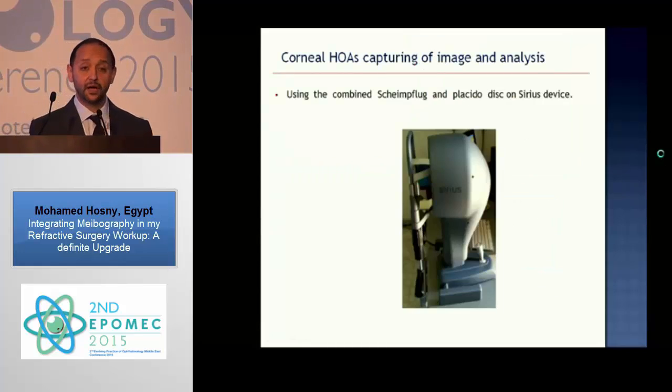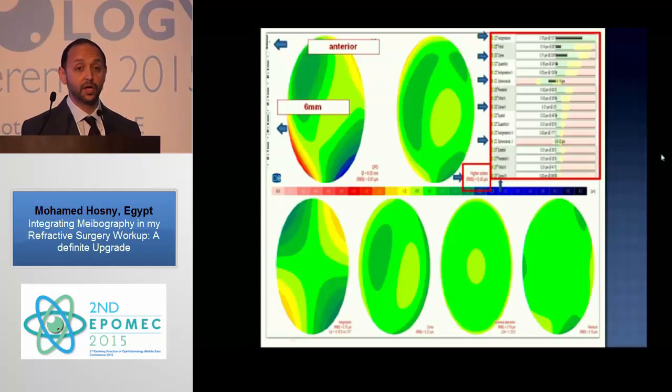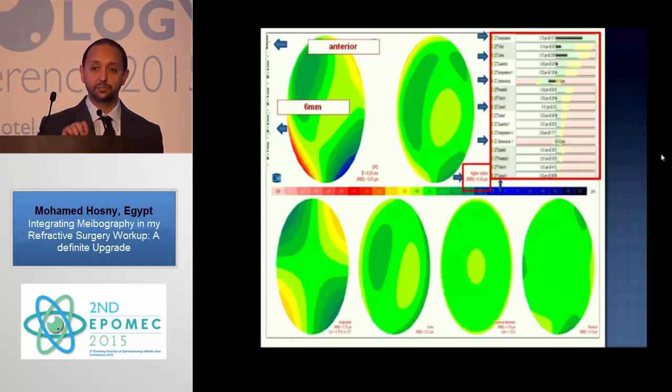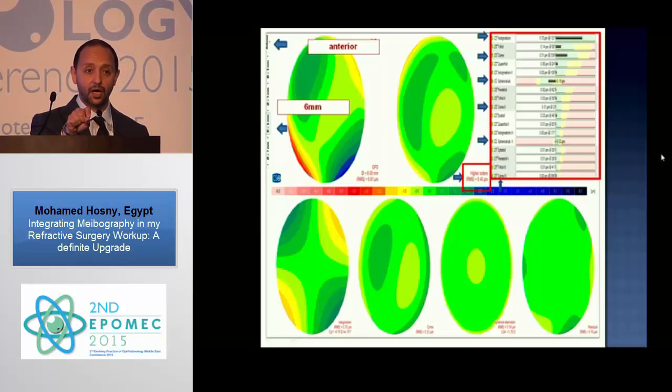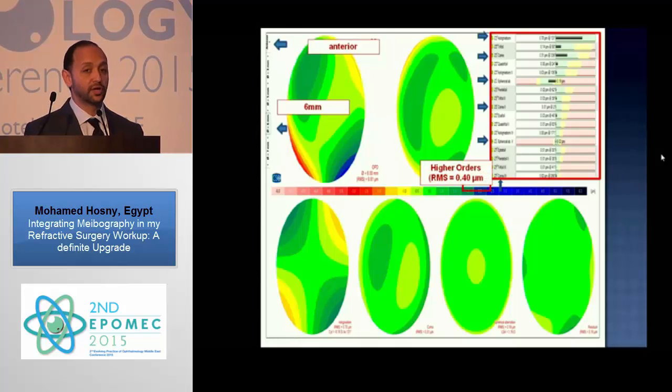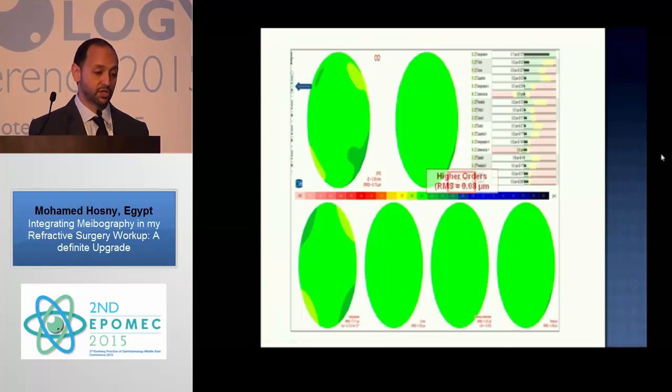Okay. Now, what we found was very interesting. We found a correlation, a definite correlation between the degree of dry eye and the higher order aberrations on the surface of the cornea. Mind you, these are normal corneas, these are virgin corneas, these corneas were not touched by refractive surgery. In patients with dry eye, we found that higher order aberrations in this study averaged 0.4 microns, and in patients without dry eyes, it was much less.